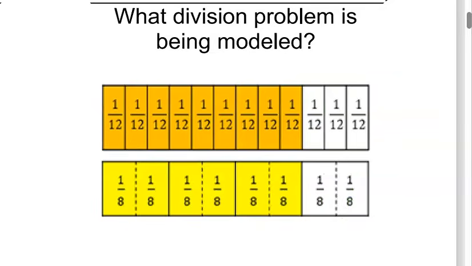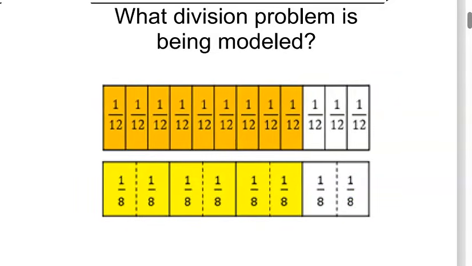All right, so now they're asking what division problem is being modeled. We know that for this top one, 12 is the denominator, so that's what we're going to put as the denominator for the first one. And then how many twelfths are shaded? We have 1, 2, 3, 4, 5, 6, 7, 8, 9 of them. So that's 9/12 of something.